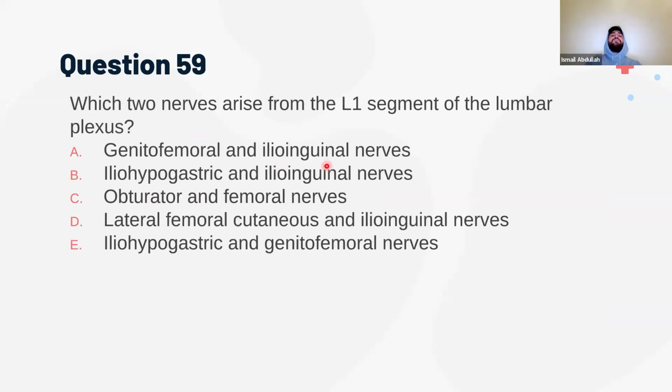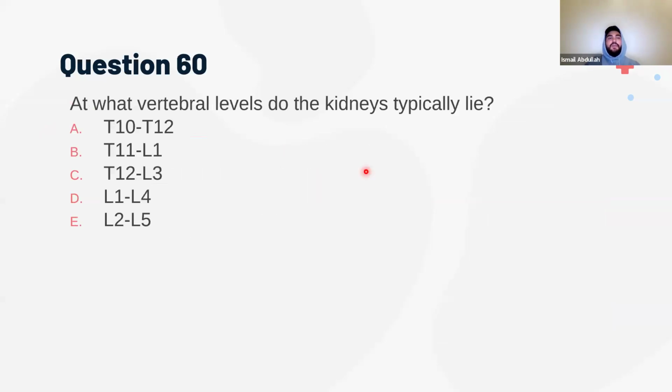Cool. Which two nerves arise from the L1 segment of the lumbar plexus? Yep, that's going to be B. All right. Moving on to our last MCQ. At what vertebral level do the kidneys typically lie? Yep, and that's going to be C.